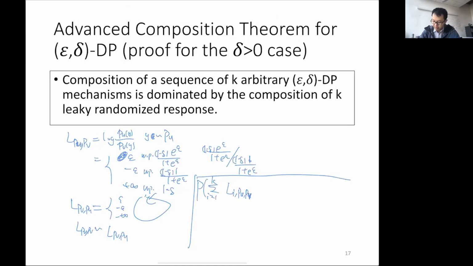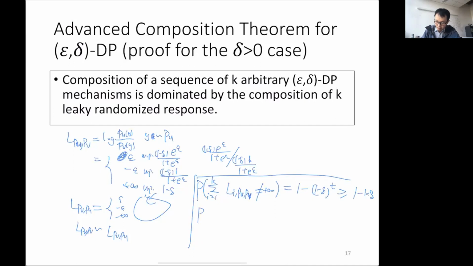So the probability of this is equal to positive infinity if any of this sequence of compositions actually returns the pathological event that happens with probability delta, right? So the probability that this does not happen is (1 minus delta) to the power of k, which is lower bounded by 1 minus k times delta.